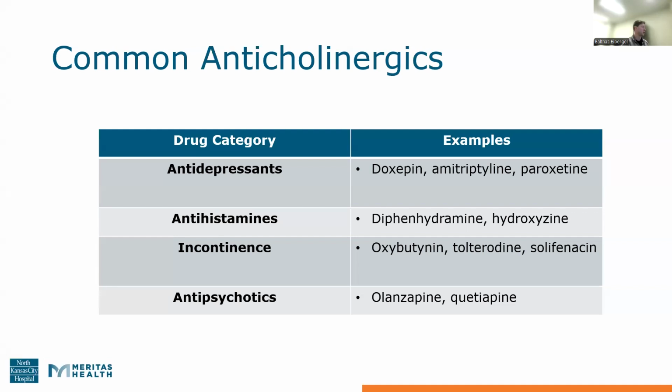The next drug category is incontinence, or overactive bladder, is another name for it. The drugs used are oxybutynin, tolterodine, solifenacin, and then the last one is antipsychotics. Olanzapine and quetiapine also have strong anticholinergic properties.